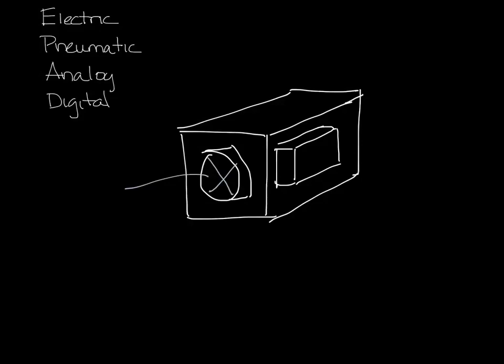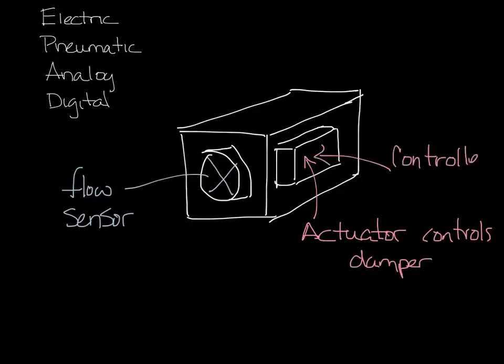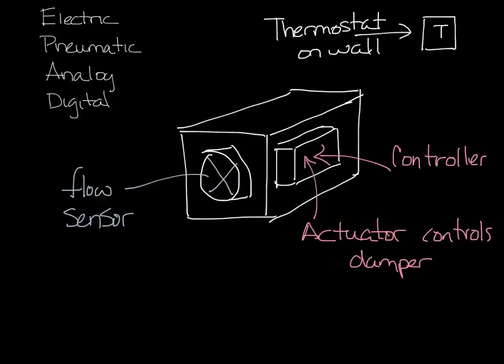Okay, so there's a flow sensor in the inlet of the box measuring the flow. Inside the control box there's an actuator that opens and closes the damper, and a controller that controls the actuator's operation. Somewhere in the room there'll be a thermostat, and the thermostat sets the set point and measures the room temperature.